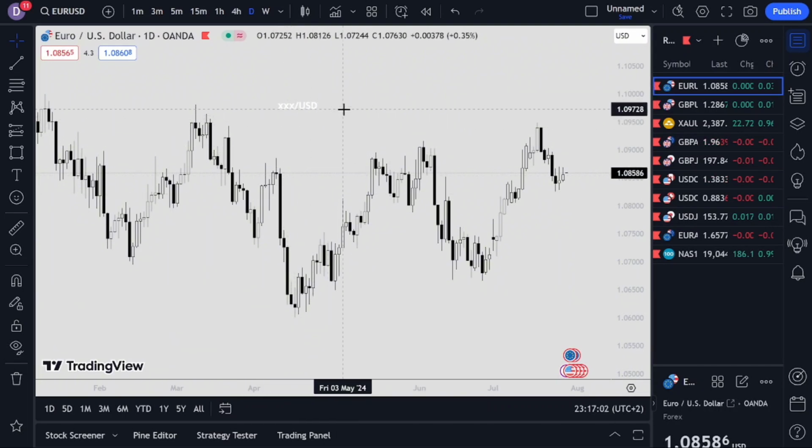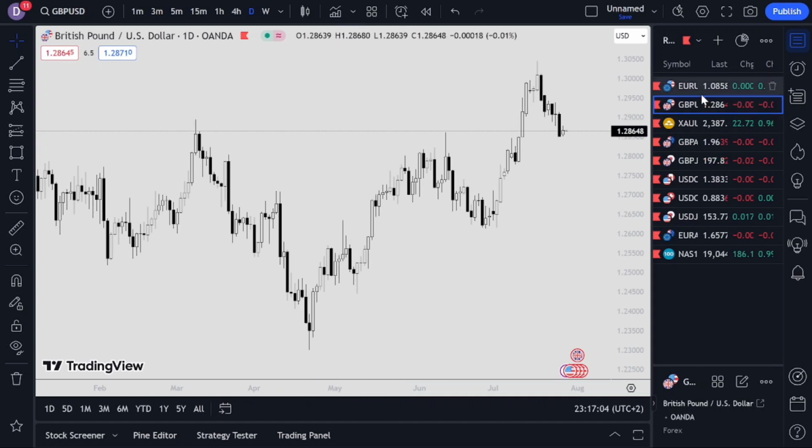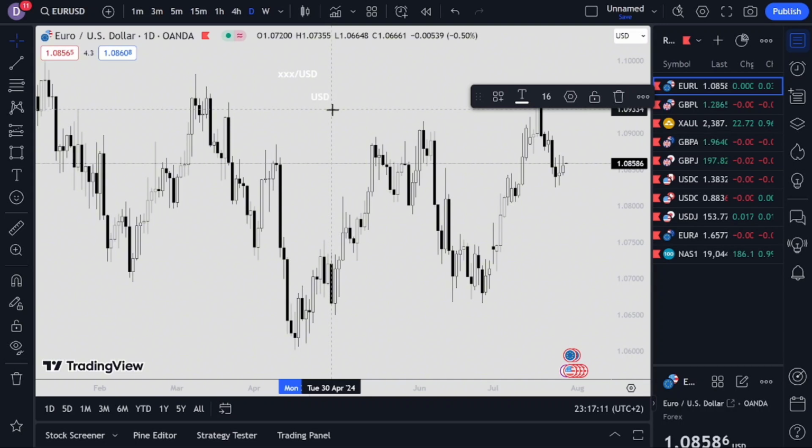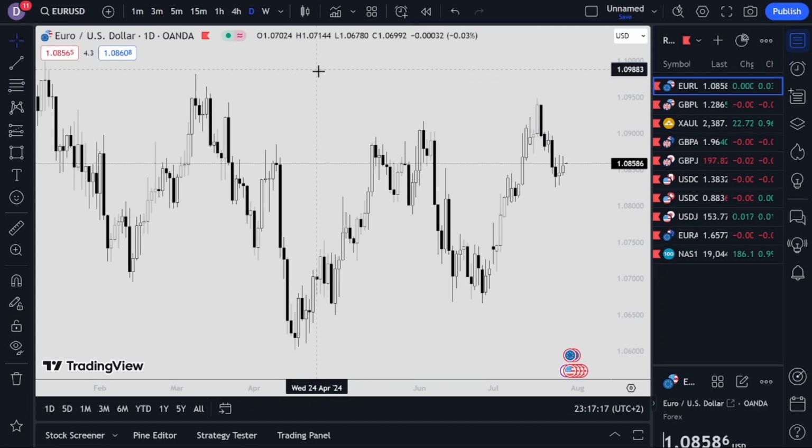So if we have, for example, and actually a lot of people don't know about this, if I have, for example, USD against XXX, it's gonna do the same thing, right? Because that's gonna be the base pair. But yeah, let's just go into it.